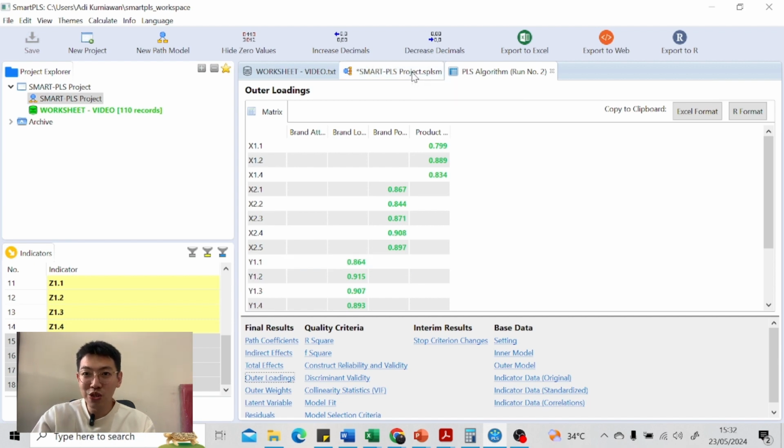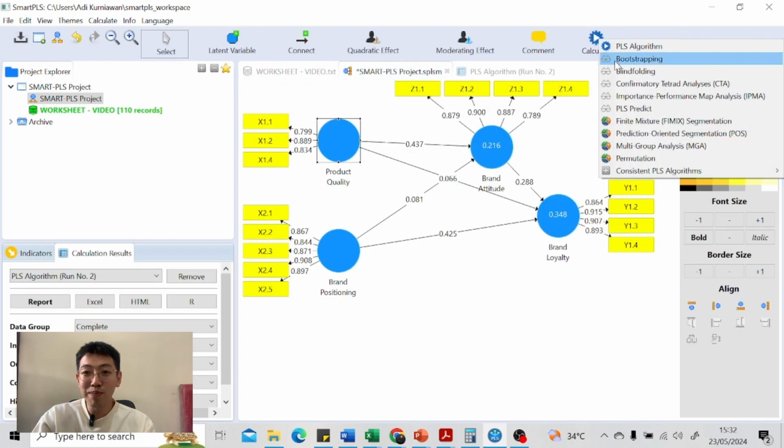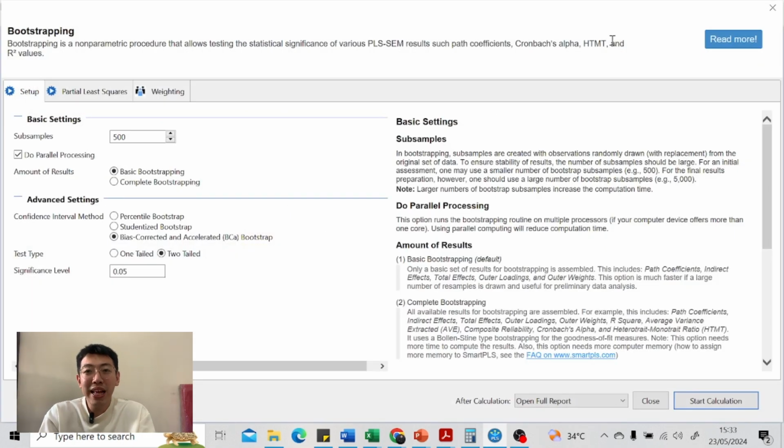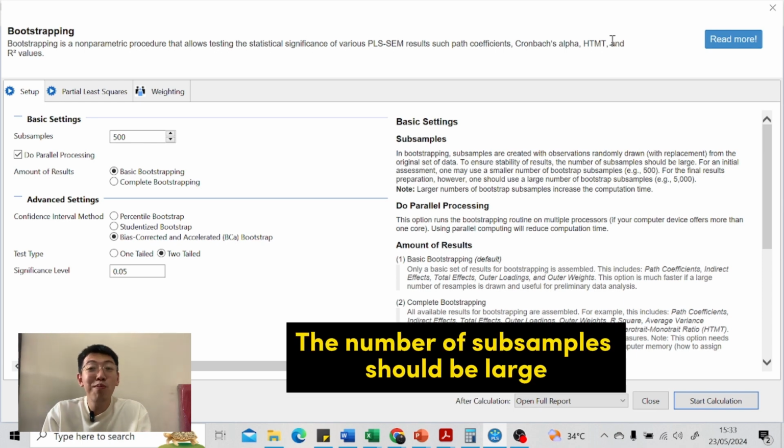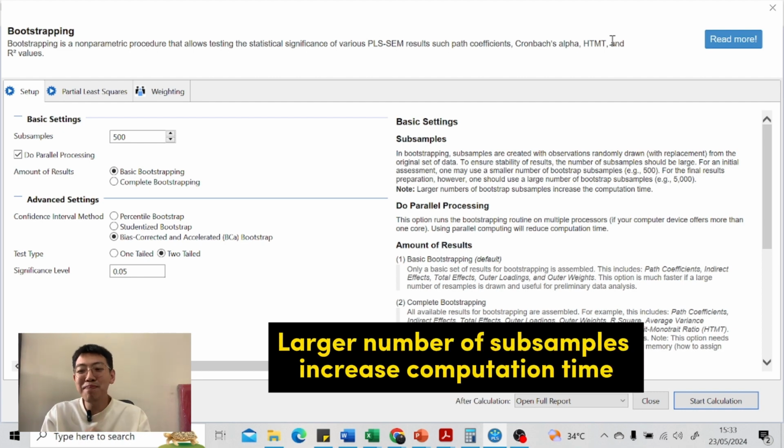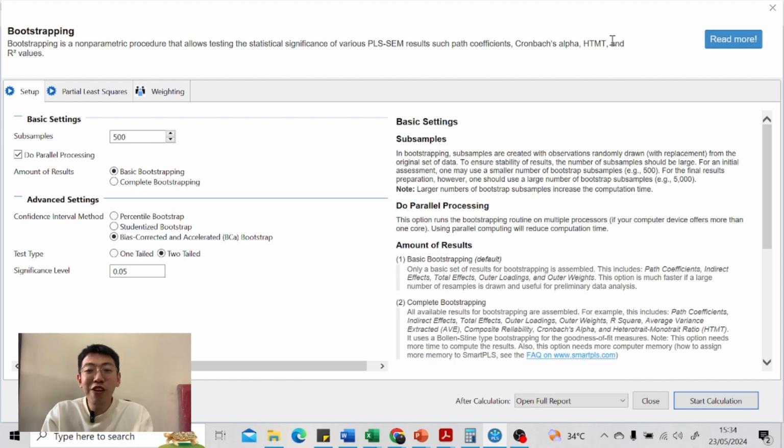So go back to the drawing pad, then choose Calculate, then bootstrapping. As you know, SmartPLS can work efficiently and effectively using a small sample size because it creates several subsamples from the data randomly. For example, this is your data, and it creates these subsamples. The number of subsamples should be large to make the result more consistent. However, a larger number of subsamples increases the computation time. The default is 500 and I think it is enough. If you want to make it 1000, 2000, or 10,000, it is okay, but the computation time will be longer.